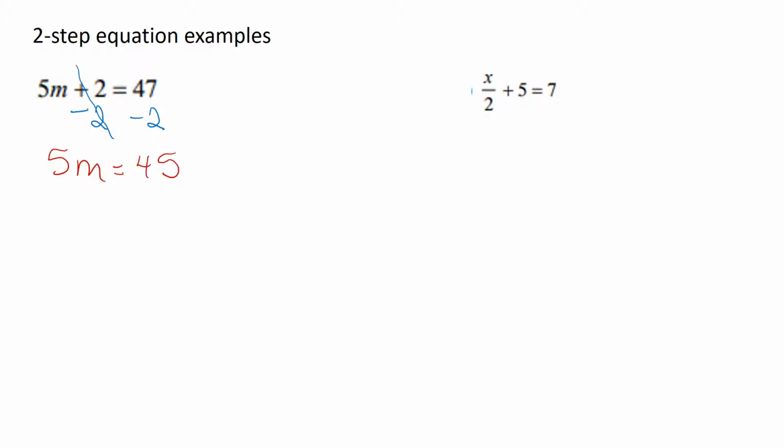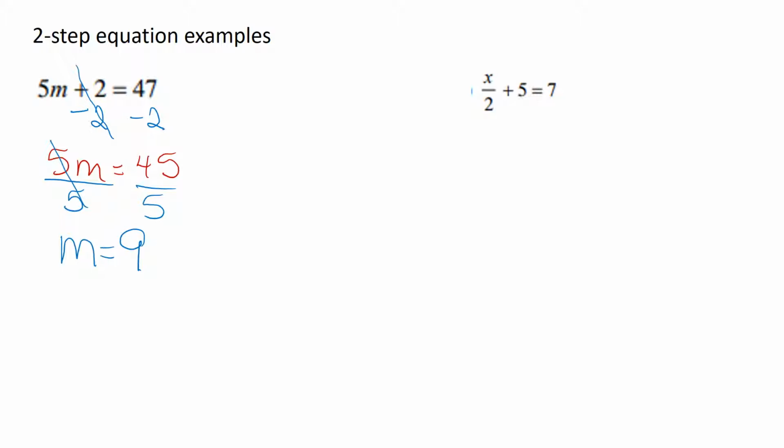Your goal is to isolate the variable. So whatever is by the variable is what you're trying to remove. 5m is multiplication. The opposite would be division. So I need to divide both sides by 5. And when I do that, I have m equals 9.